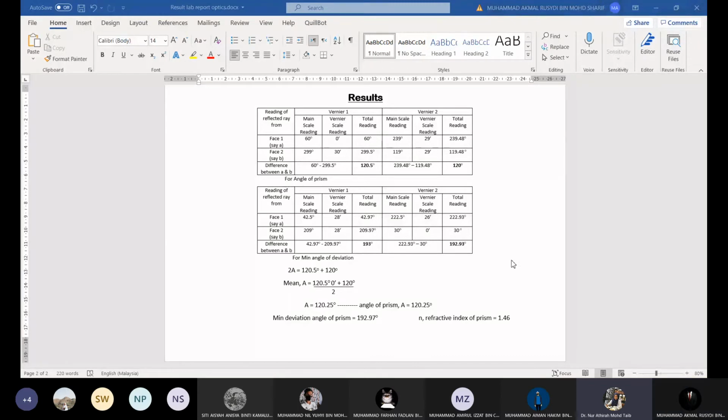Alright, so ada soalan tak daripada group 1 dan group 3 because you are going to do this one later on, and I bet nanti you punya reading pun akan slightly different. Kalau sama tu maksudnya you are copying group 2 punya result.